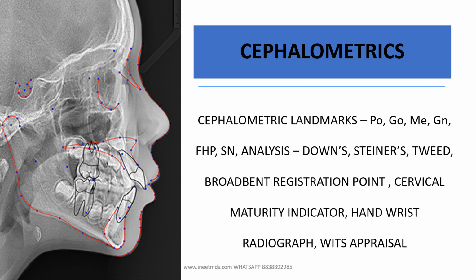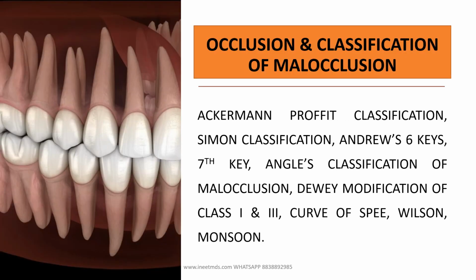You should know what is a Bolton registration point, cervical maturity indicator, what you see in cervical vertebra to assess the cervical maturity, and what is specialty under hand wrist radiograph, what exactly do you check under hand wrist radiograph, and what is a Wits appraisal.